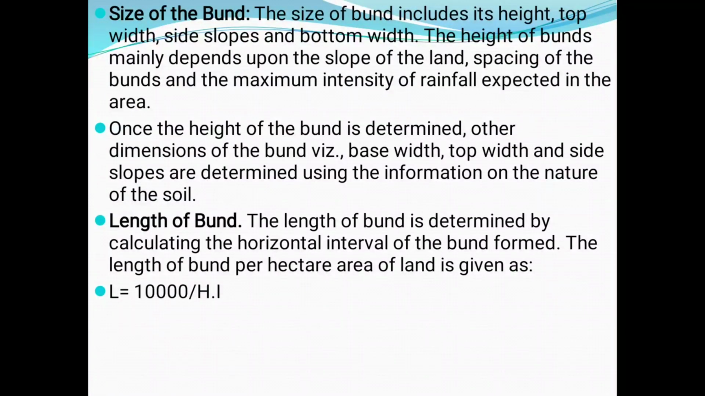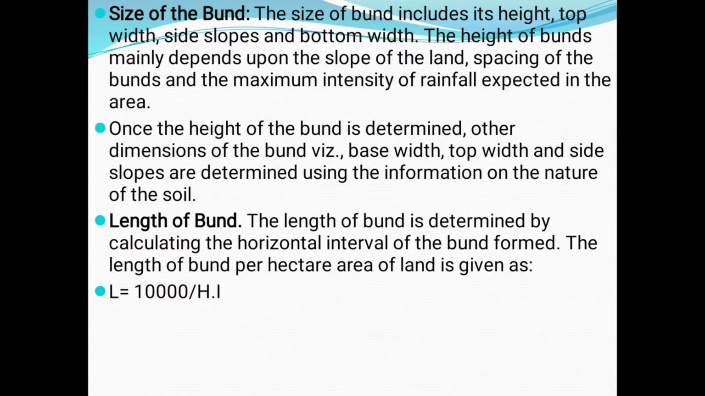Next one, size of the bund. The size of the bund includes its height, top width, side slope, and bottom width. The height of the bund mainly depends upon the slope of the land, spacing of the bunds, and maximum intensity of the rainfall expected in the area. Once the height of the bund is determined, other dimensions of the bund, namely base width, top width, and side slope, are determined using the information on the nature of the soil.